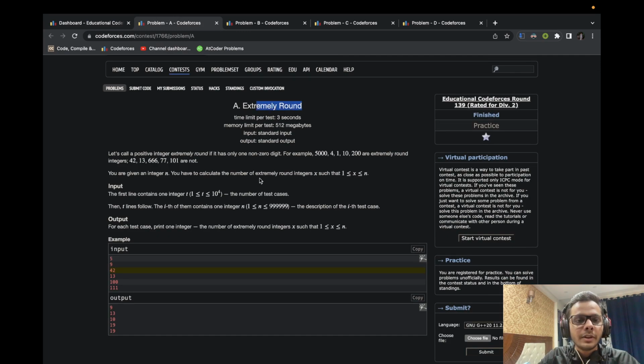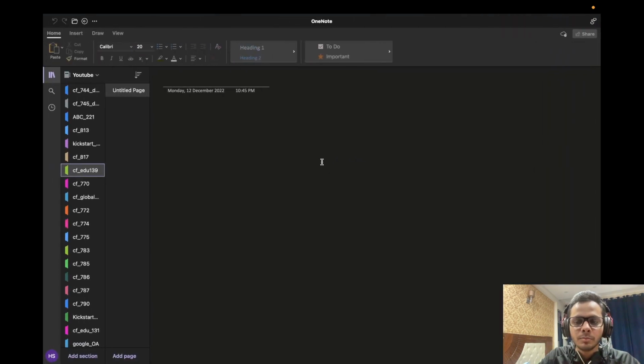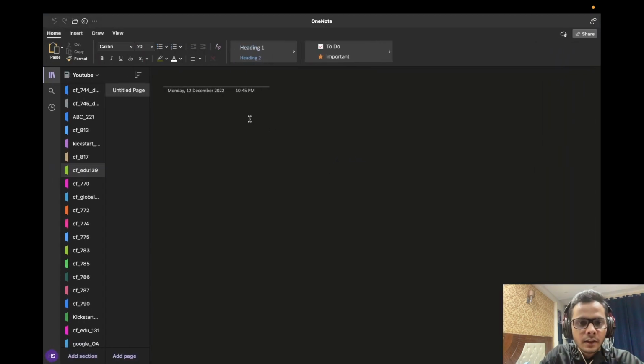So it's called extremely round, and here we have the definition of an extremely round integer. An integer is extremely round if it only has one non-zero digit. For example, all these numbers have just one non-zero digit, so they are extremely round numbers. Now we are given an integer n, and our task is to calculate the number of positive integers which are smaller than or equal to n, which are also extremely round. So yeah, this is the problem. It's pretty easy, I guess. So let's just quickly discuss the solution.